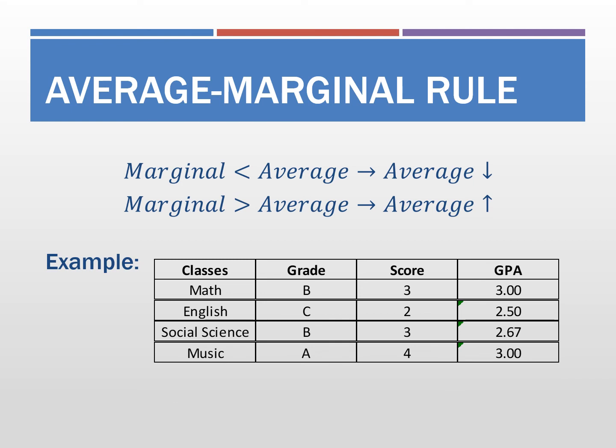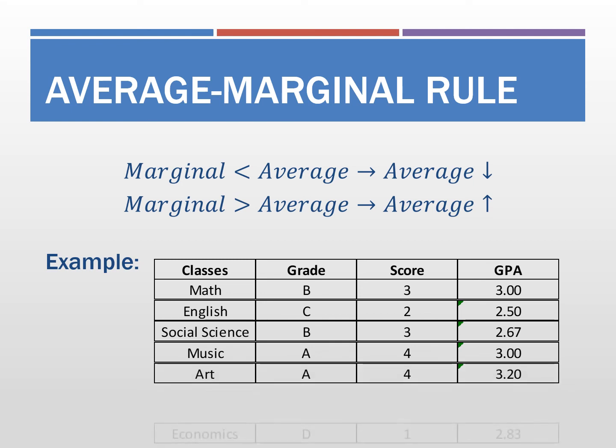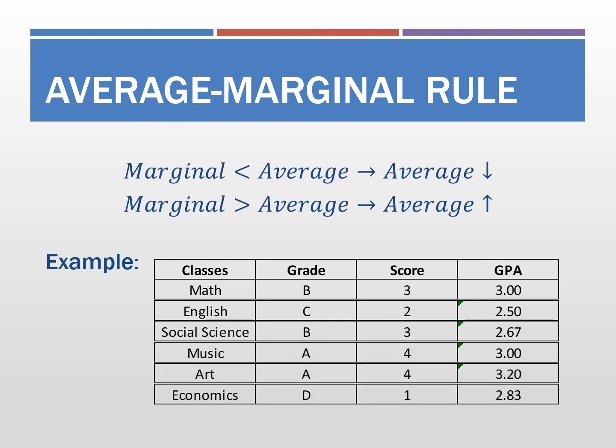If you keep looking at these scores right here, of course, you can find a pattern. Whenever you're adding additional grades, you want to look at your current GPA before adding it. And when the additional grade is higher than your current GPA, then it will pull your GPA up. However, if you're adding additional grades or marginal grades that are lower than your current GPA, then it will pull your GPA down.